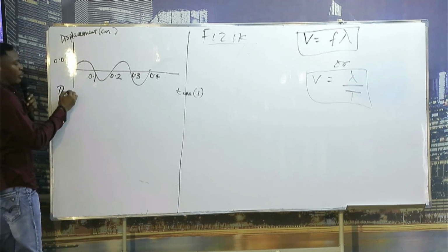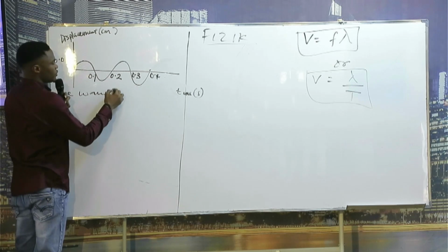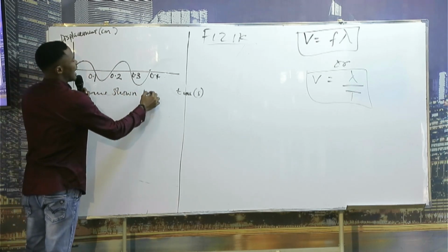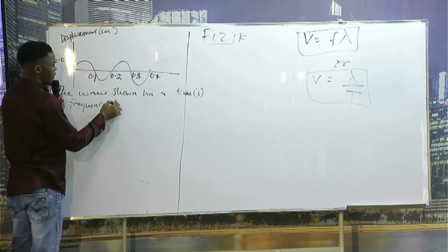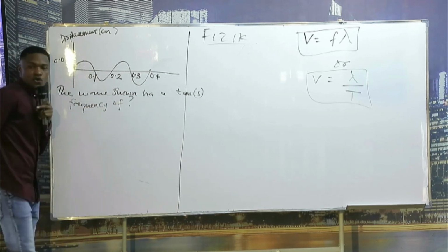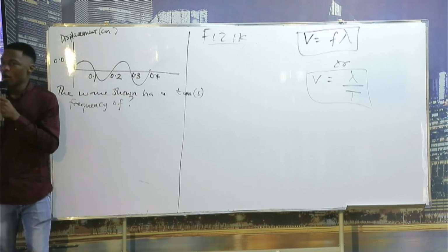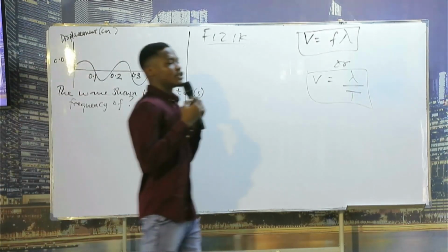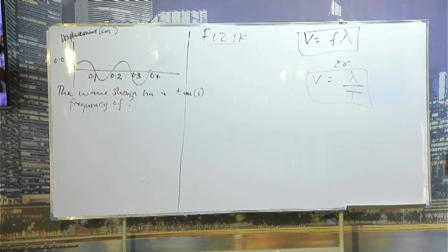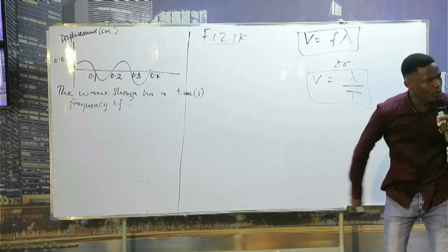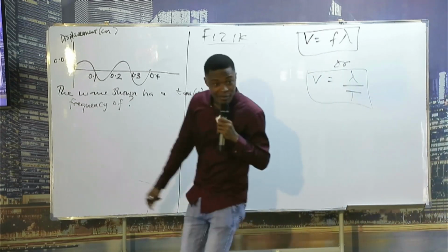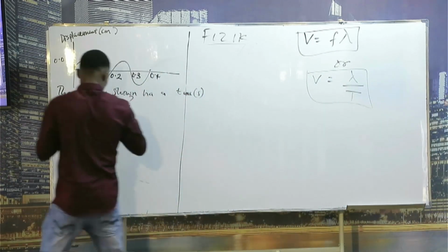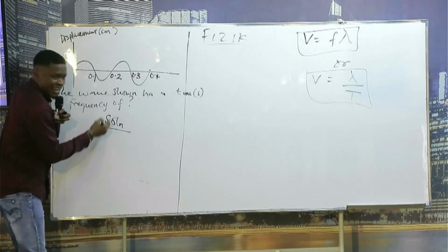the wave shown has a frequency of... So what are we looking for in that question, class? We are looking for the frequency of the wave. Is it possible? Solution. What do I do if I see this in JAMB?